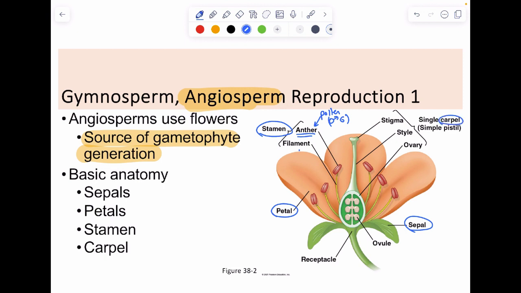So here you're being shown a simple pistil, and the pistil is composed in this case of 1 carpel. So the entire structure is a pistil. The individual vase shapes are carpels. Each of those vase shapes consists of a stigma, style, and an ovary. Within the ovary will be ovules, and within the ovules will be the female gametophyte.